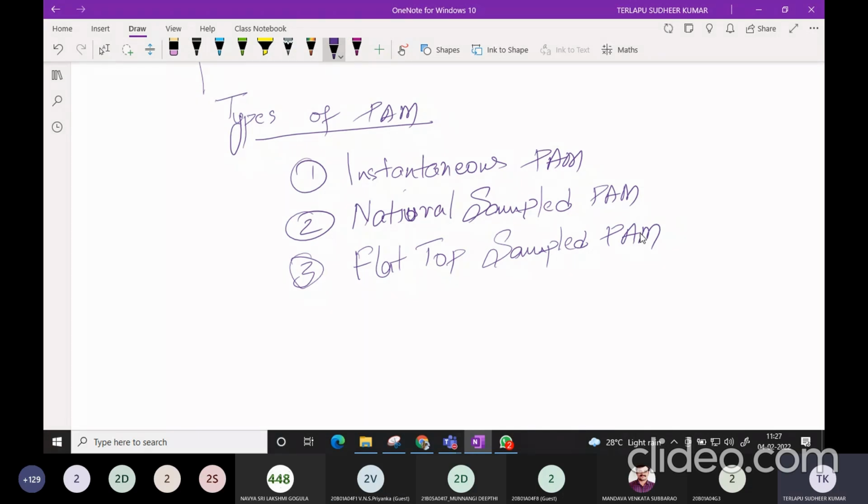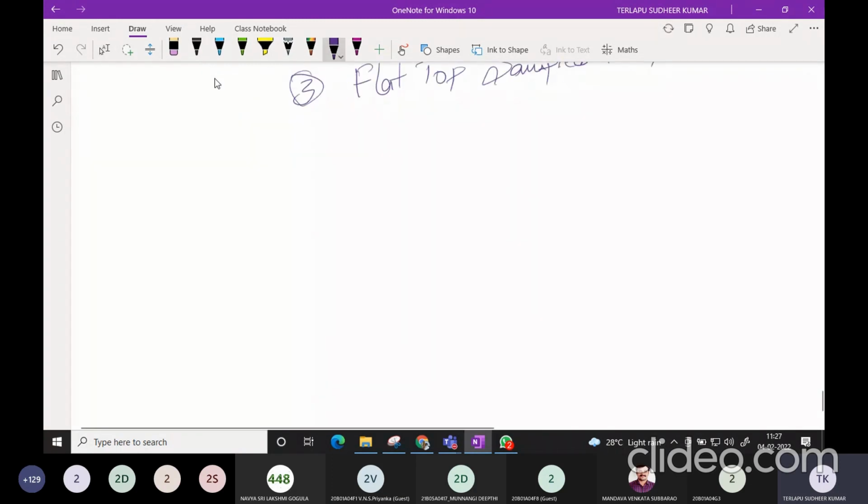Instantaneous sampling, natural sampling, and flat top sampling. So let us begin our discussion with the very first one, instantaneous sampling.